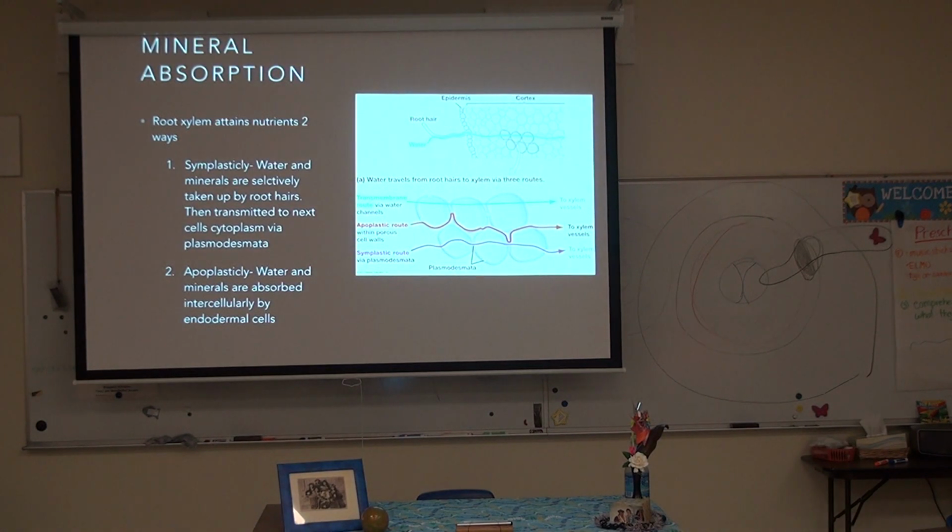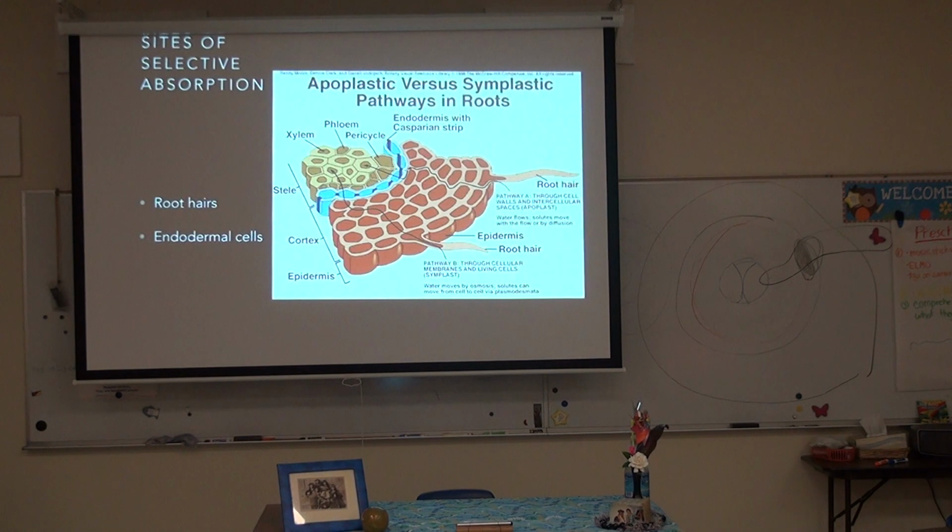Okay. So roots can absorb nutrients between the cells or straight through the cell wall. Or both, right. Yeah. So there's a little bit more apoplasty.